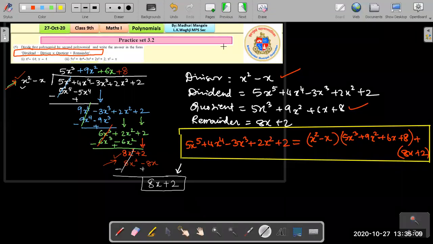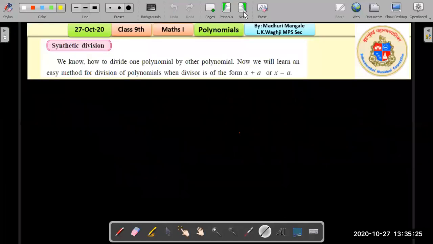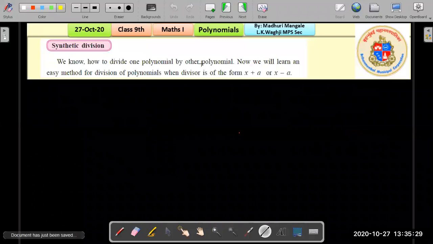I hope this is very clear so far. And with this, we will start with a new topic on polynomials, that is division by synthetic method. Division by synthetic method. So here we see what is synthetic method first.